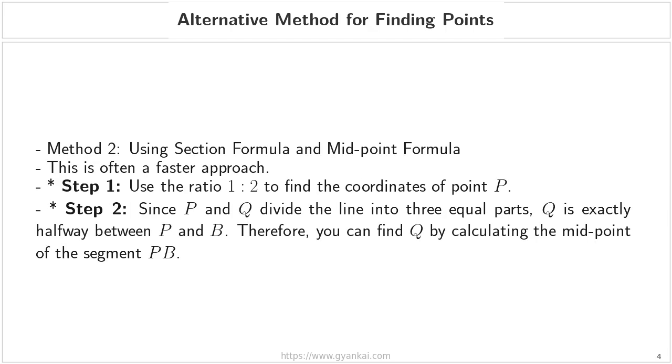However, for step 2, instead of setting up a whole new section formula calculation for point Q, we can use a shortcut. Think back to our definition of trisection. Since points P and Q divide the entire line into 3 equal segments, that means the distance from P to Q is the same as the distance from Q to B. This implies that point Q is located exactly halfway between point P and the endpoint B. Therefore, once you have found the coordinates for point P, you can find point Q simply by calculating the midpoint of the segment PB. This can save you a lot of algebraic work during an exam.